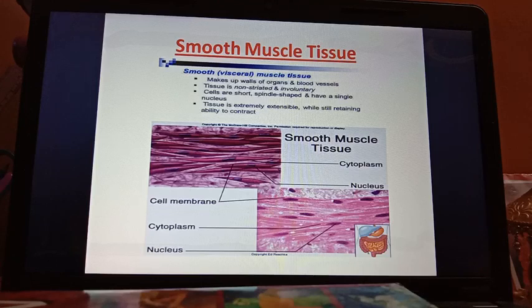Now, the functions of smooth muscle tissue. They are involuntary, so they can't be contracted or expanded by our will. It is present in the wall of the gastrointestinal tract, which helps in peristaltic movement. Now, what is peristaltic movement? It is the wave-like motion of the wall of the gastrointestinal tract which helps to push the food downward.